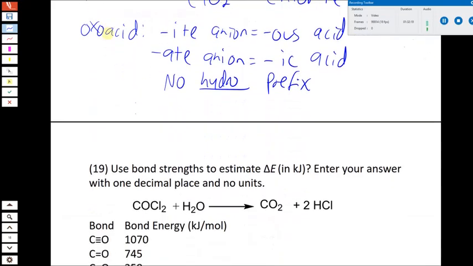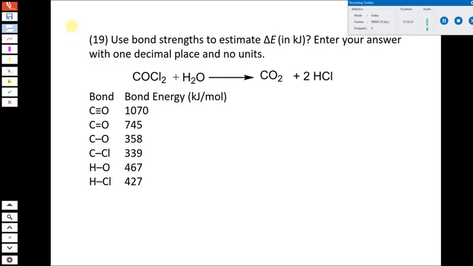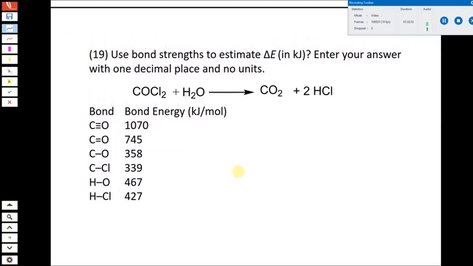All right, two more. This one is a lot of effort, but there will likely be a problem with this type on the test. We want to use bond strengths to estimate delta E in kilojoules. Enter your answer with one decimal place and no units. So this is a type of problem where we have to account for the sum of the bond energies of the bonds that are broken on the reactant side, the sum of the bond energies of the products that are formed, and then the difference between those gives you the delta E for the reaction.